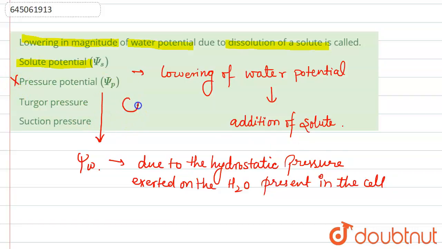Turgor pressure. What is the turgor pressure? There is a cell, and inside the cell there is water present, and this water makes pressure on the cell so that the plasma membrane and cell wall are pushed apart, which is known as turgor pressure. So this is also a wrong statement. Suction pressure, this is also a wrong statement. So the correct option is the solute potential.